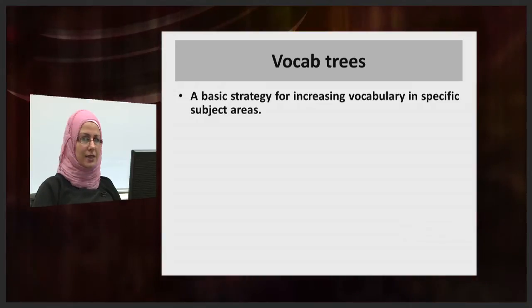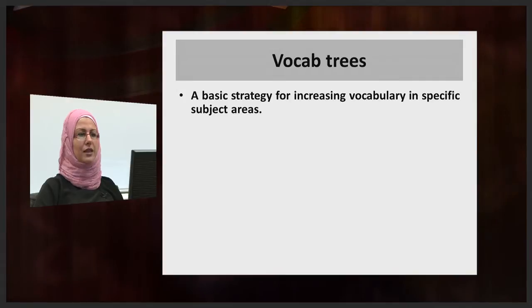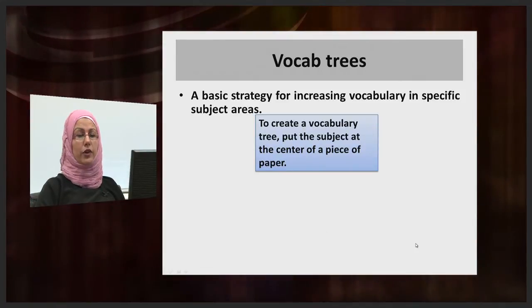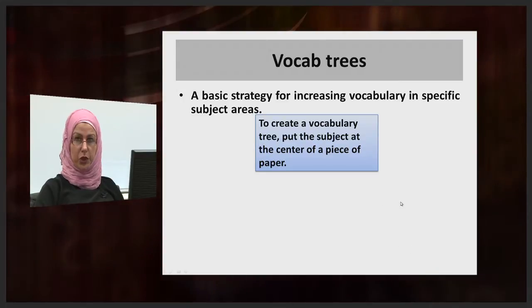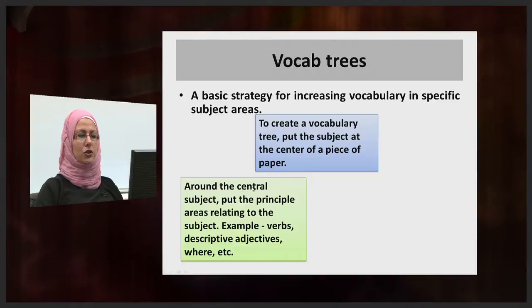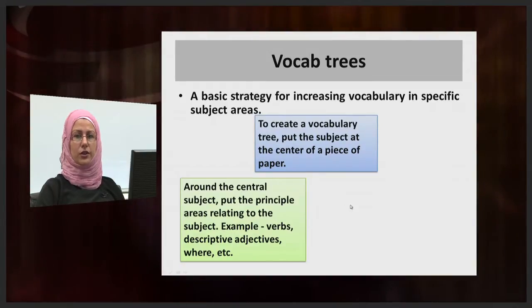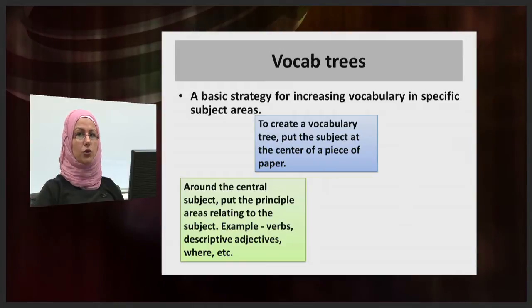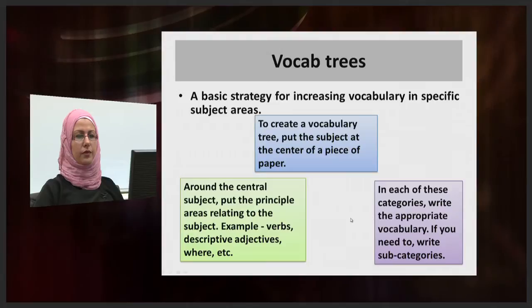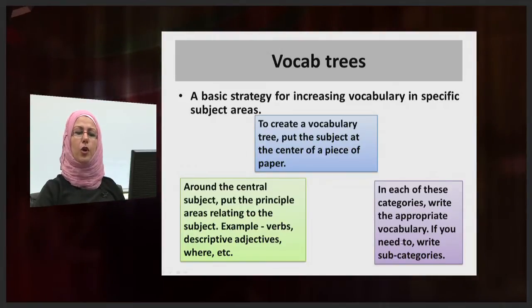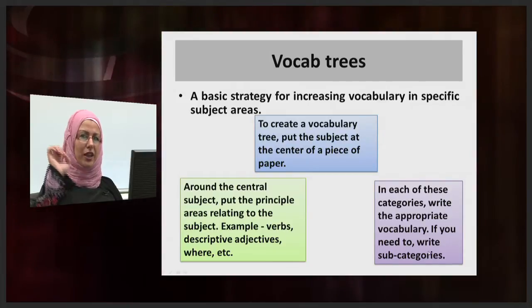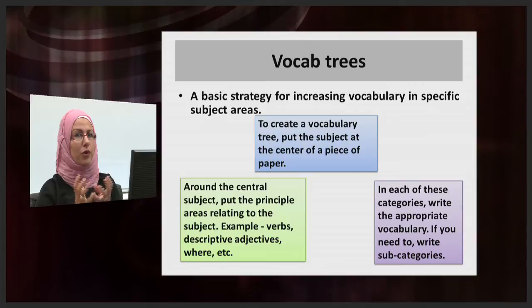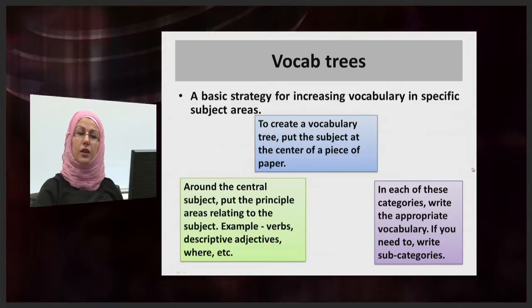Vocab Trees is a third example, again showing mapping. And it's a basic strategy for increasing vocabulary in specific subject areas. To create a vocabulary tree, put the subject at the center of a piece of paper, and around the central subject, put the principal areas relating to the subject. For example, verbs, descriptive adjectives, where that word or that thing can be found. And in each of these categories, write the appropriate vocabulary. If you need to, write subcategories. The more subcategories you write, the more comprehensive your knowledge of the word is, and therefore the more effectively you'll be able to use it.